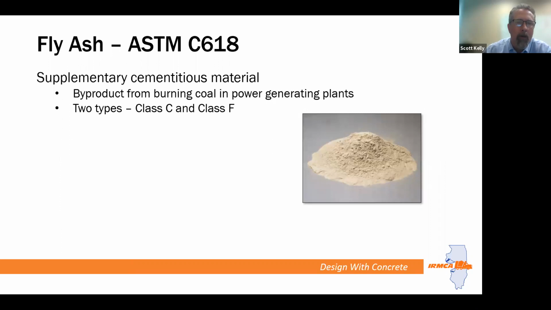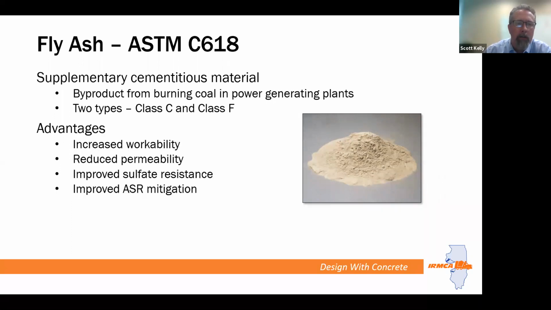So fly ash, as you know, is a supplementary cementitious material. It's a byproduct from burning coal in power generating plants. There are two types of fly ash, Class C and Class F. The advantages of using fly ash in concrete are that it typically increases workability, reduces permeability, improves sulfate resistance of concretes, and offers improved ASR mitigation.